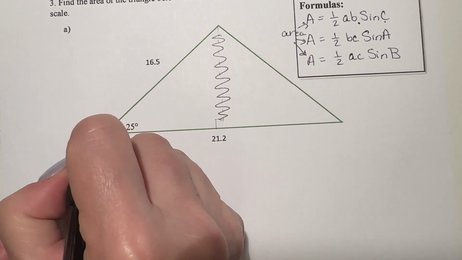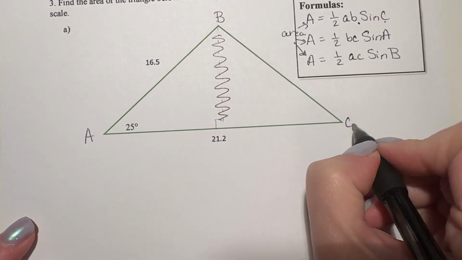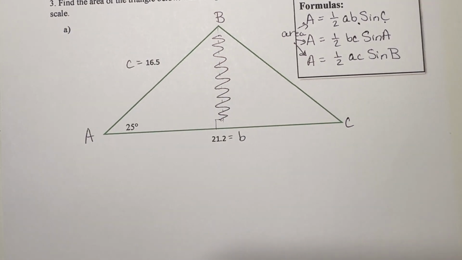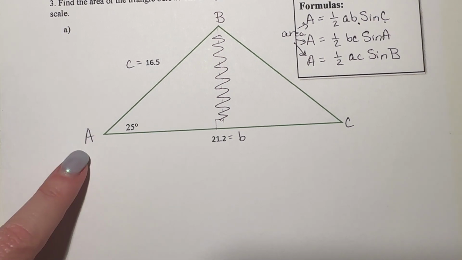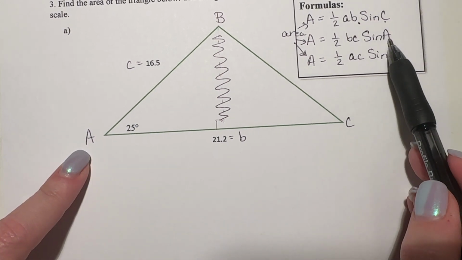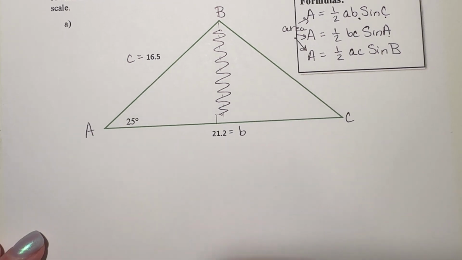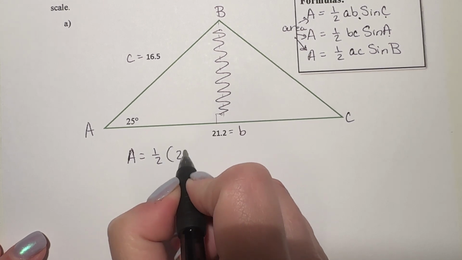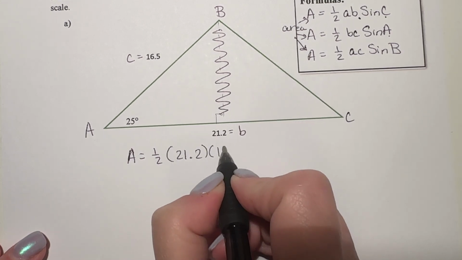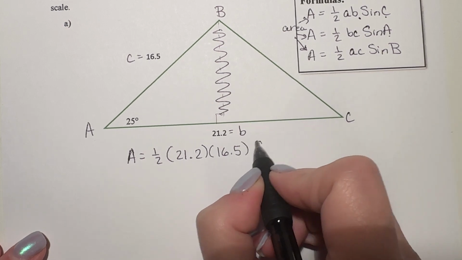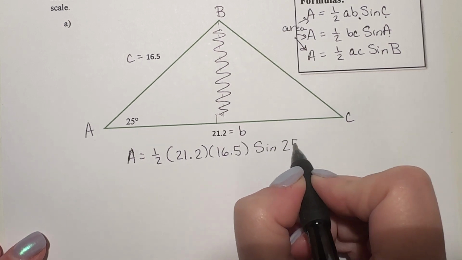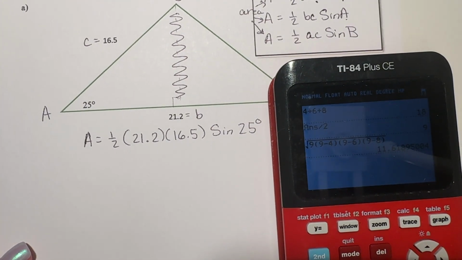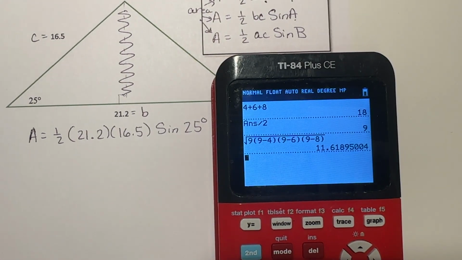Okay, so I'm going to put an A, a B, and a C on my problem, which means that this is C and this is little b. So looking over at the formulas, the only formula that has angle A is this one with those 2 sides. So we're just going to plug it in. So my area is 1/2 times 21.2 times 16.5 times the sine of 25 degrees. And all you have to do is type it in your calculator and you get the area. It's like a really clean little nice formula.